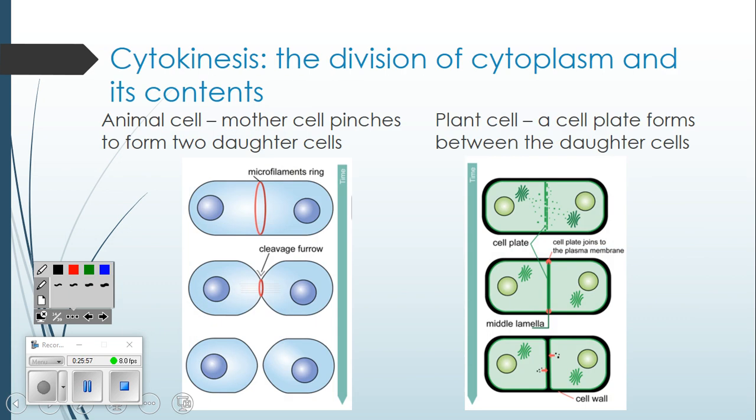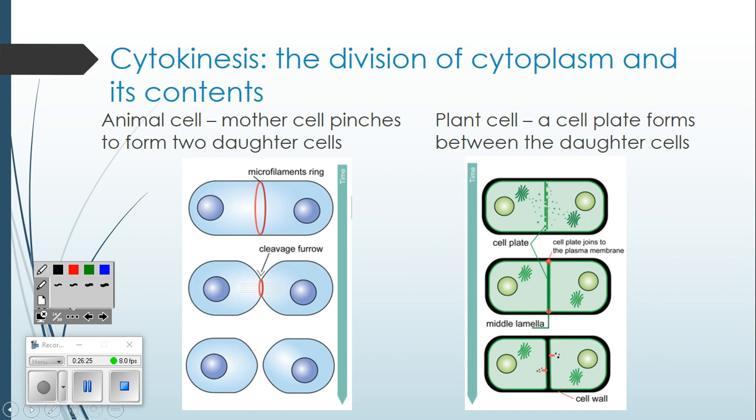We already divided the nucleus. Now we have two nuclei. We still have to divide the rest of the cell. So all of the cytoplasm and the contents of it. Now, something that you might have to distinguish, you certainly will when we do our lab tomorrow about mitosis, is a distinction between what it looks like in an animal cell and in a plant cell.